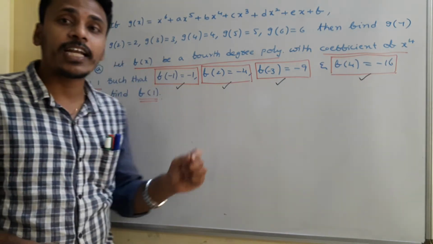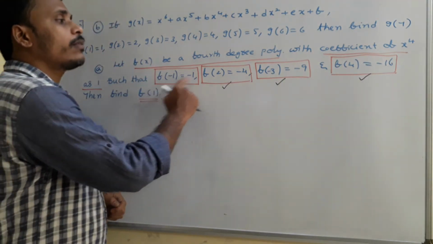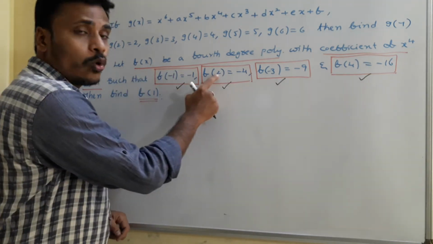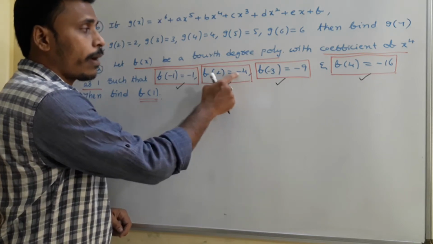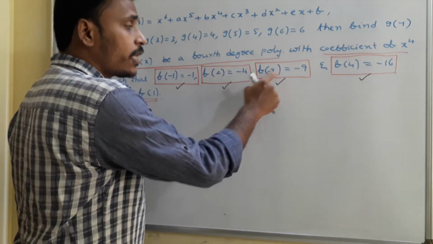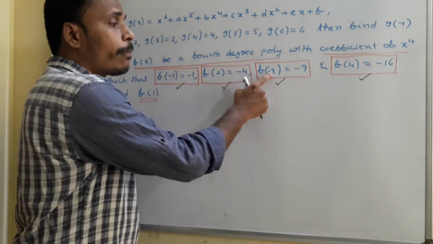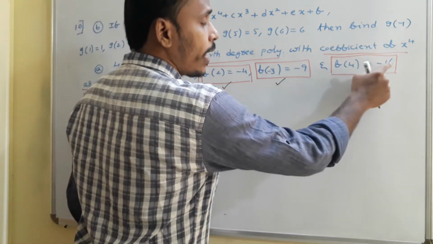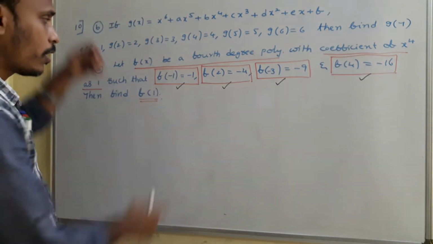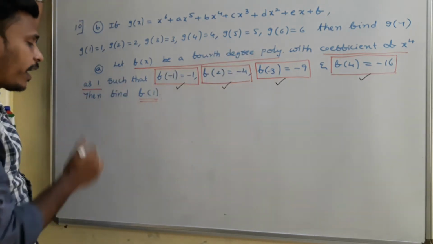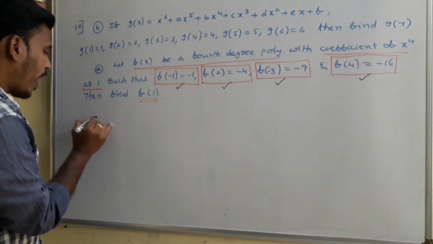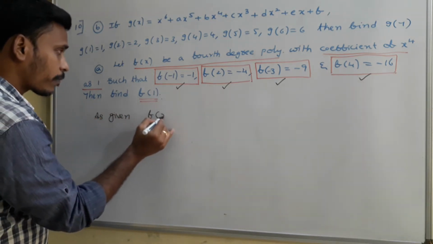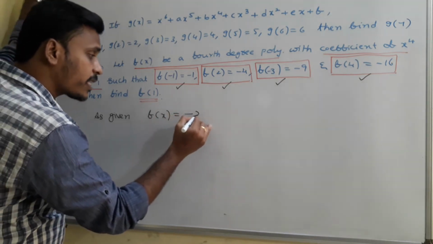First of all, you just identify a rule satisfying these situations. Minus 1 is minus 1. 2 is minus 4. We know that 4 is 2 square, but minus is attached. For minus 3, this is minus 9. We know (-3) whole square is 9, but minus is attached. For 4, 4 square is 16, but minus is attached. So when you observe these four situations, what I will write is, therefore, as given, f(x) is equal to minus x square.